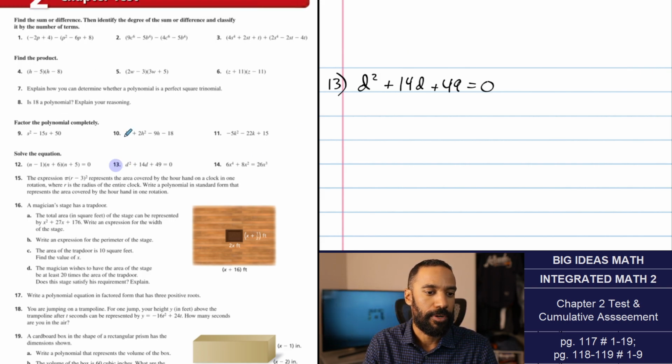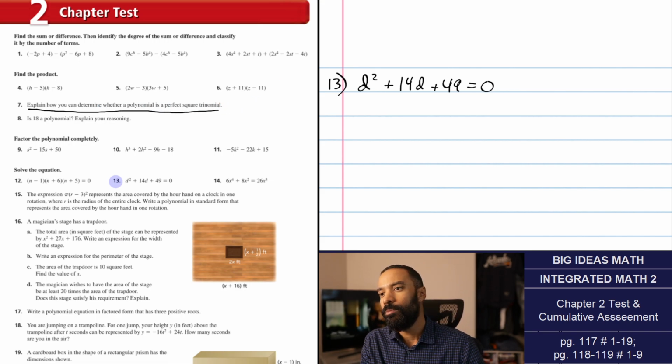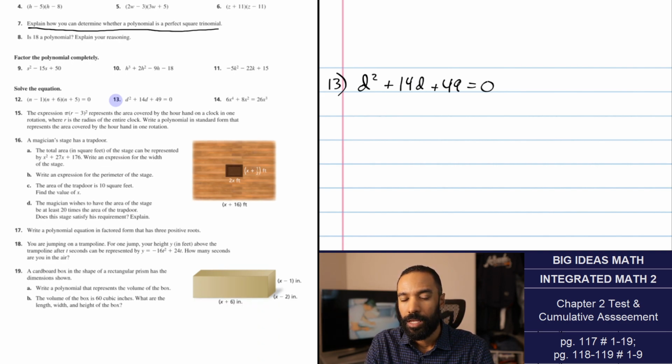Before we jump to number 13 in full, let's look back at how you can determine whether a polynomial is a perfect square trinomial. Remember, you don't seek them. They need to call your attention. Is the first term a perfect square? Is the last term a perfect square? Is the middle term double the product of those two values that we squared?